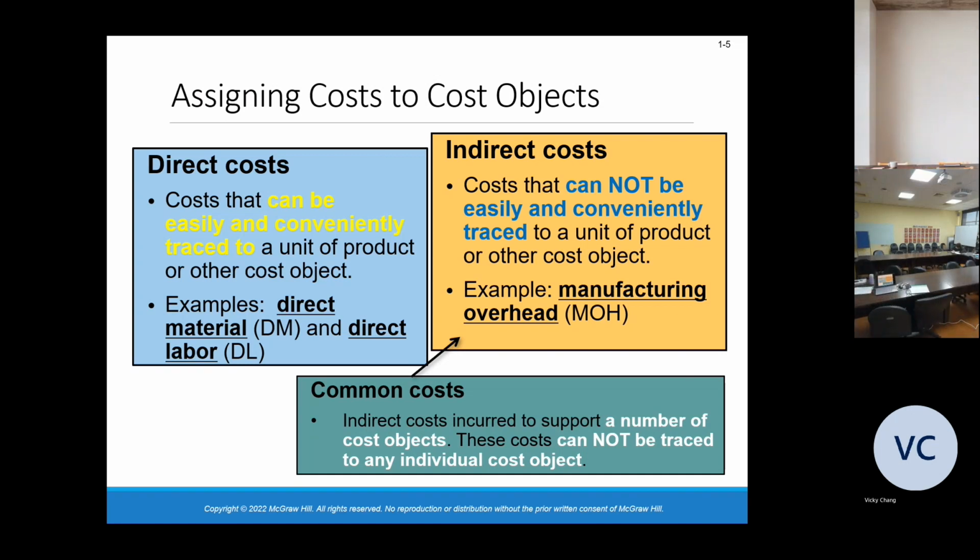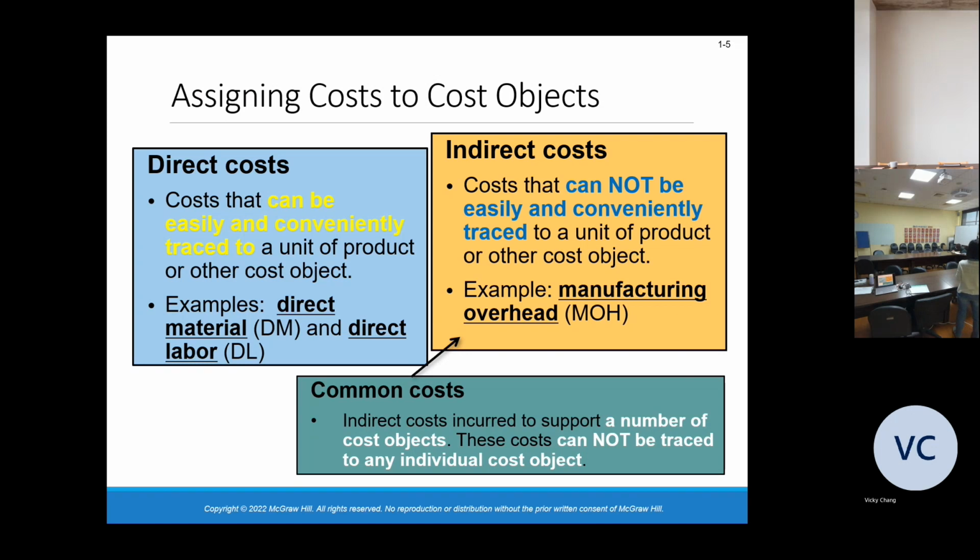Okay, and indirect cost, sometimes we call it common cost. Because this common cost is incurred to support a number of cost objectives, and these costs cannot be traced to any individual cost objective.